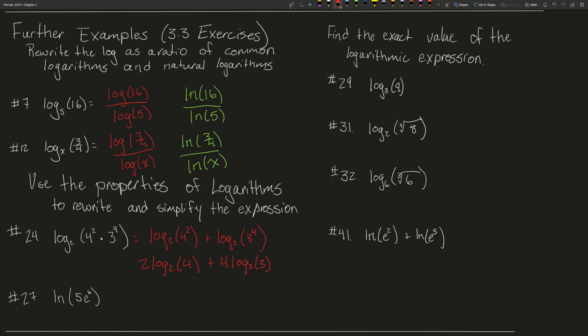And this left-hand term, log base 2 of 4, is just equal to 2. So 2 times 2 is 4 plus 4 log base 2 of 3. That would be our answer.